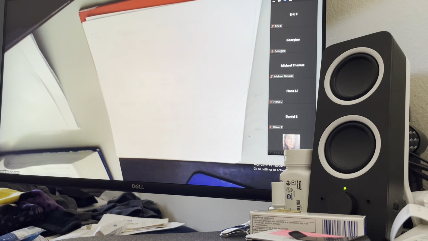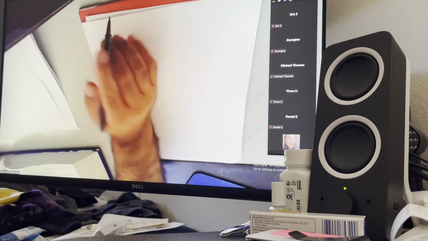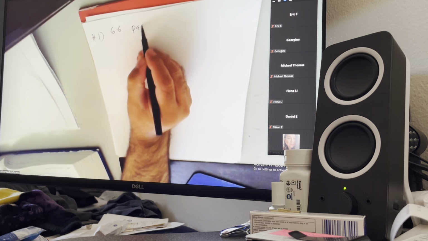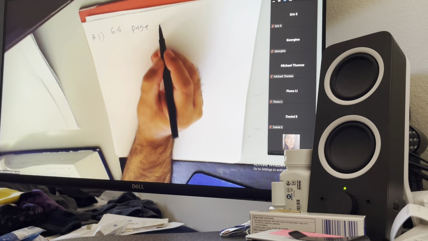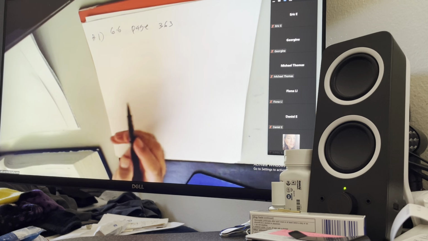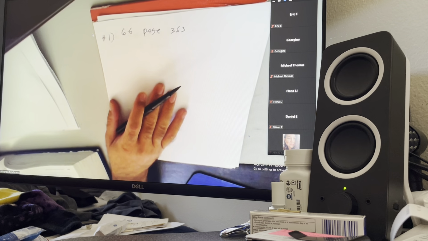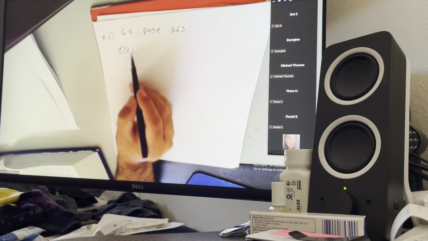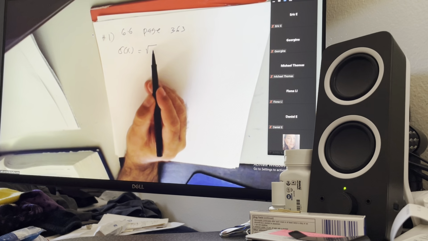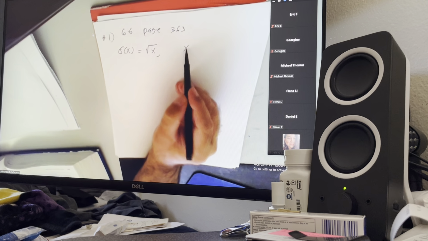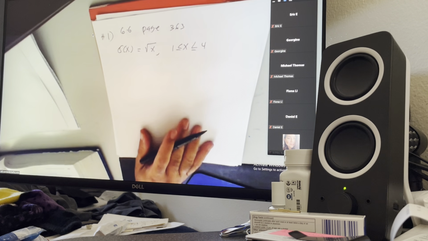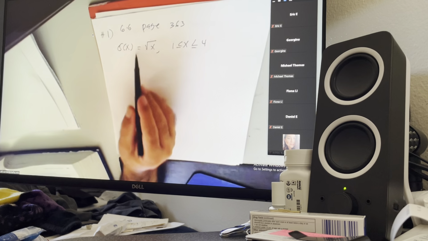Our goal is to find the center of mass as long as they give us the density or thickness. For example, I'll do problem number 1, section 6.6, on page 363. You'll see similar questions in the homework as well. Let's say they give us the density or thickness of the metal sheet, which is the square root of x. And the limits of integration are also given: 1 to 4.